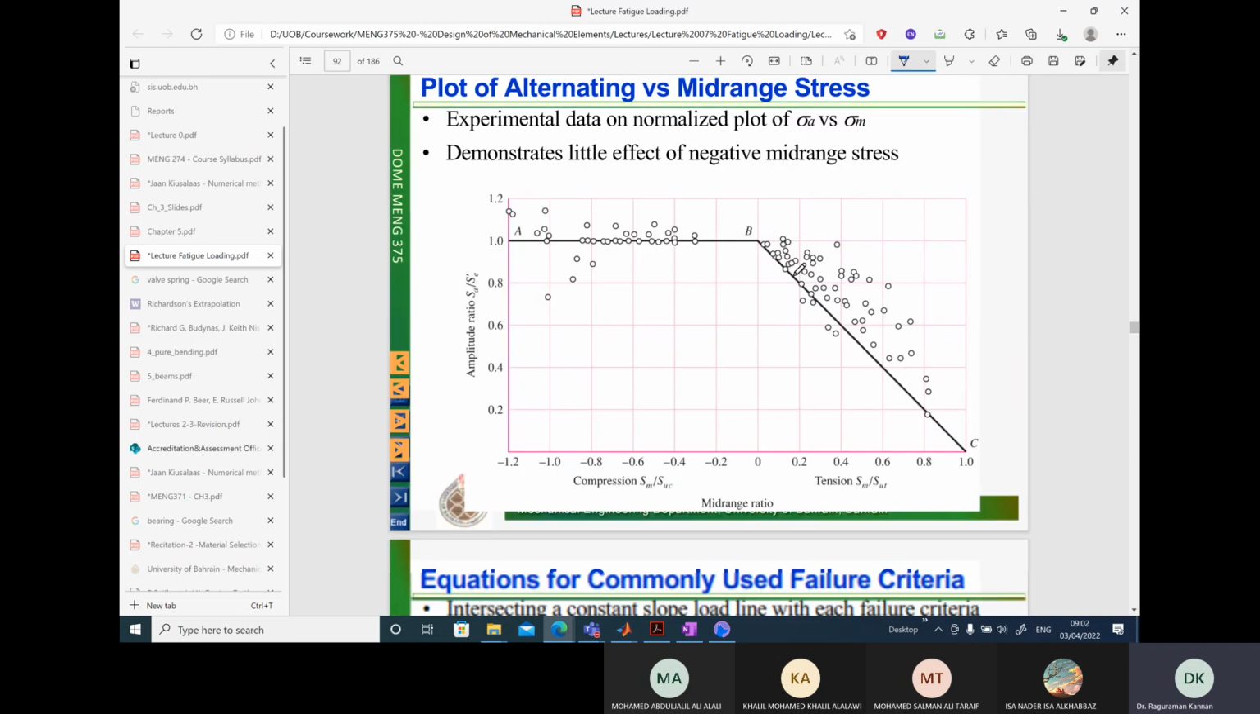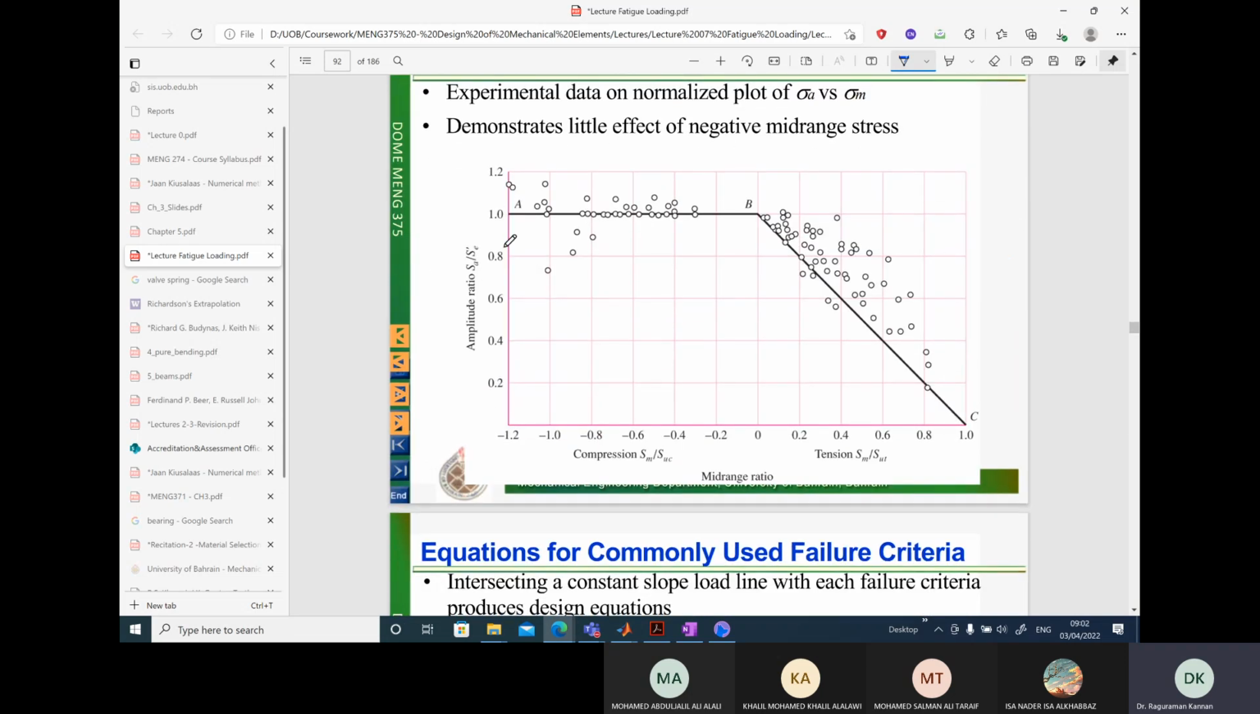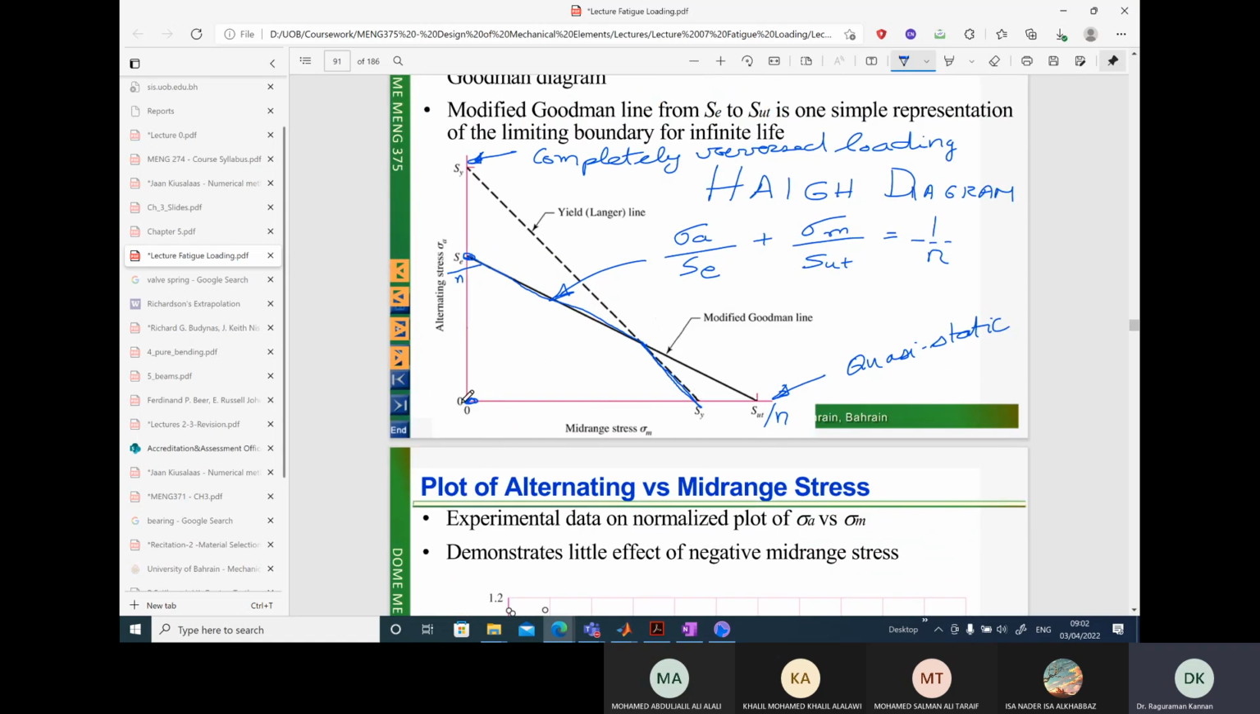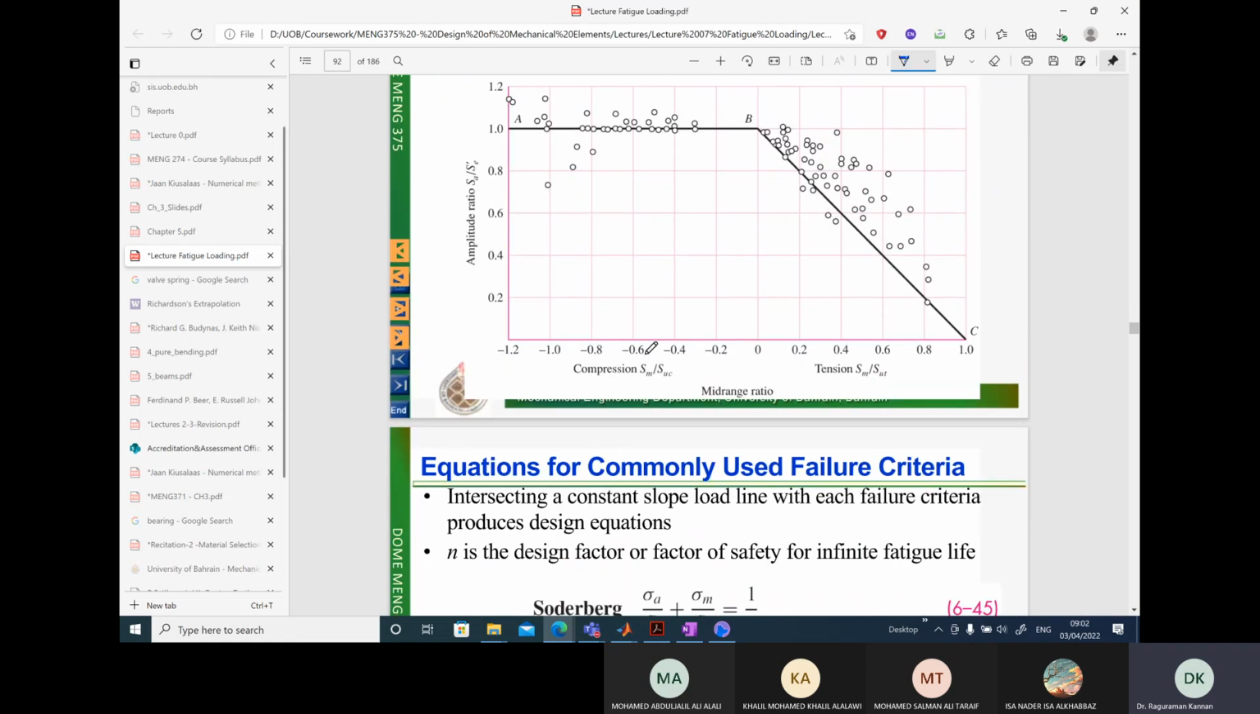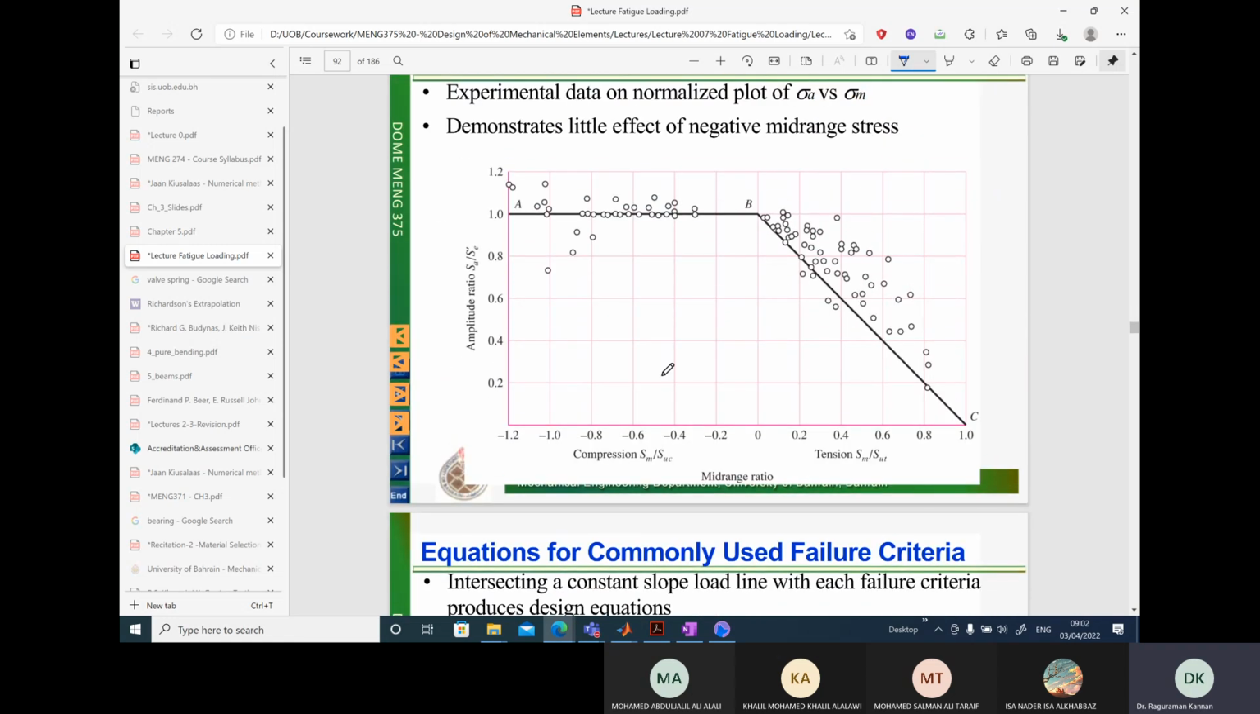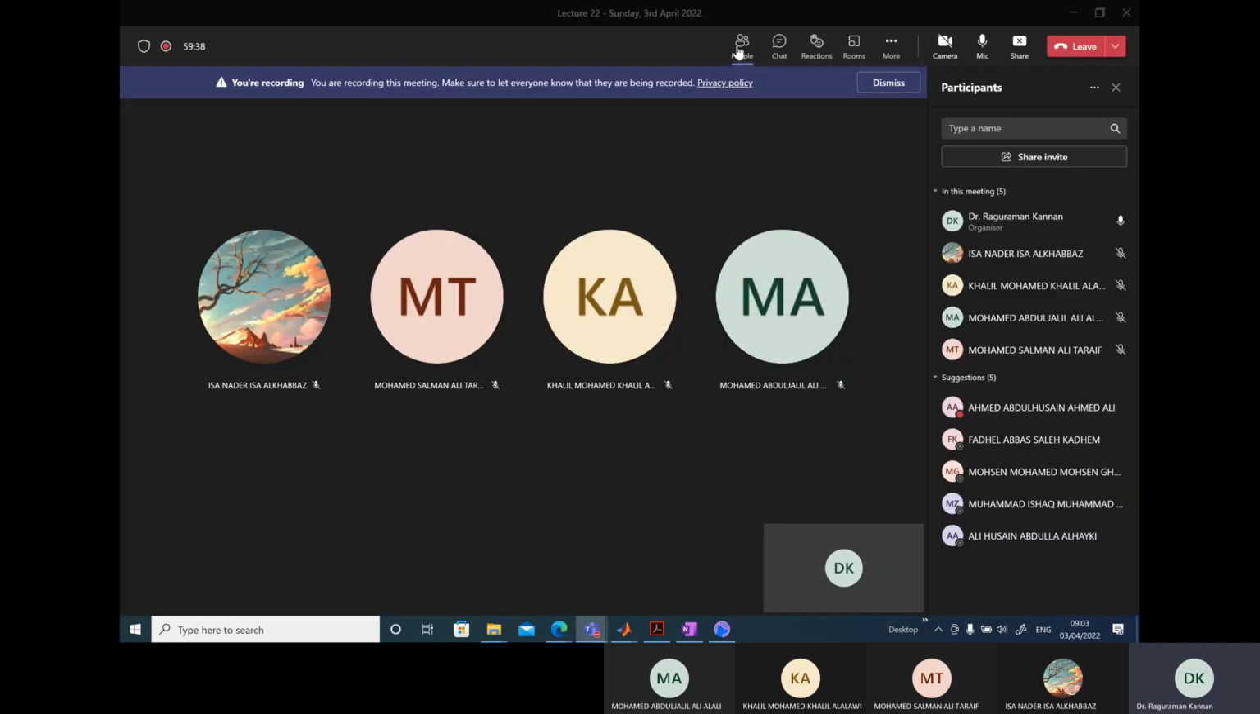Before we go to the problem, we will also discuss what happens when your mean stress is negative. Here, the mean stress is always positive. The amplitude of stress we have seen is always positive, so we don't need to go to the negative side, but the mean stress can be negative. What happens then? That also we will see next class. Okay, so I'm going to stop right here. If you have any doubt, you can ask. Otherwise, we will meet again on Tuesday.